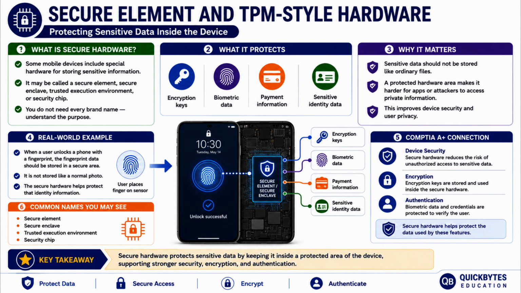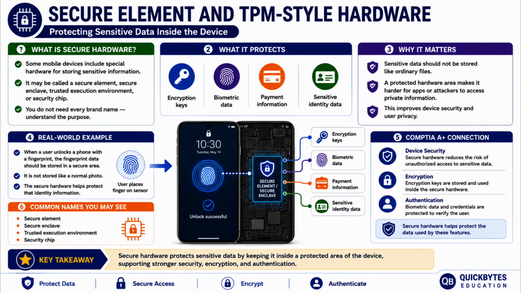Secure element and TPM style hardware. Some mobile devices also include secure hardware for storing sensitive information. This may be called a secure element, secure enclave, trusted execution environment, or security chip, depending on the device. You do not need to memorize every brand name, but you should understand the purpose. This secure hardware helps protect sensitive data like encryption keys, biometric data, and payment information.